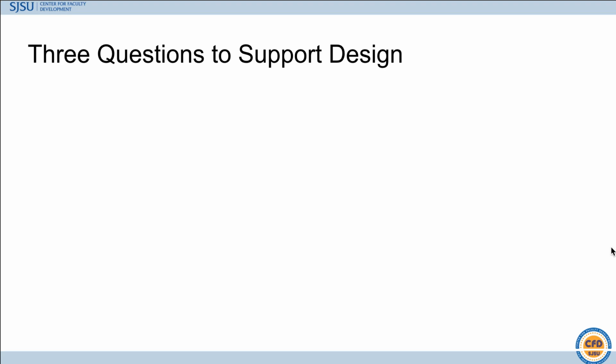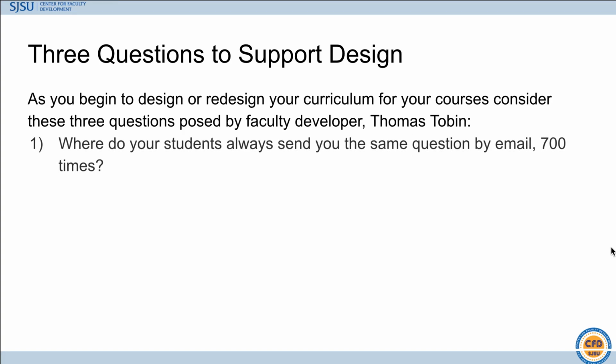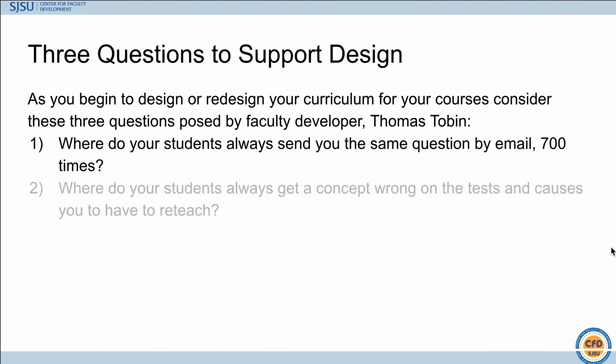So there are 3 questions to consider to help you support your design. You will listen to a lecture by Thomas Tobin, a faculty developer, and he asks 3 questions. Where do your students always send you the same question by email 700 times? So if you're thinking about what are some potential barriers to my current course design, you might already have a clue to this if you think about what are a set of questions that you seem to get every semester.